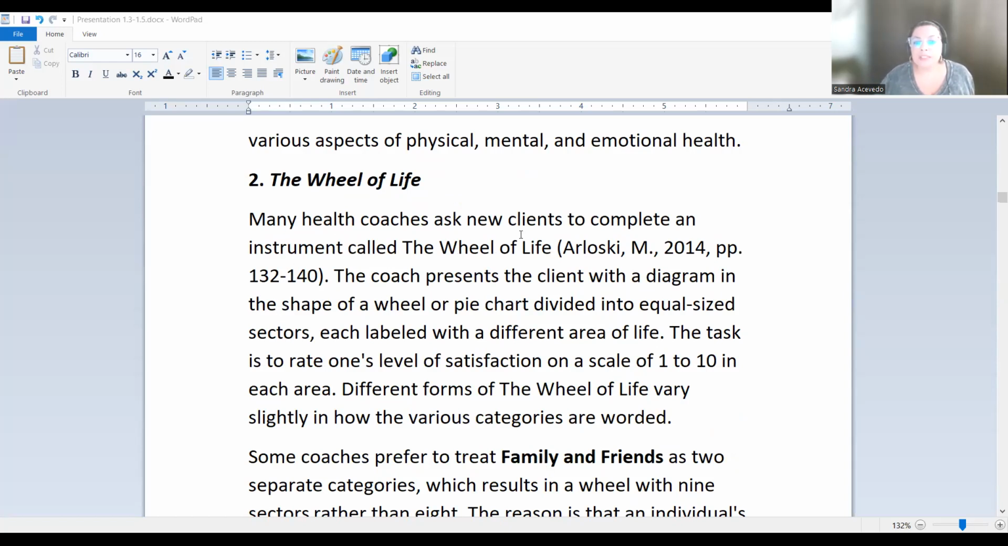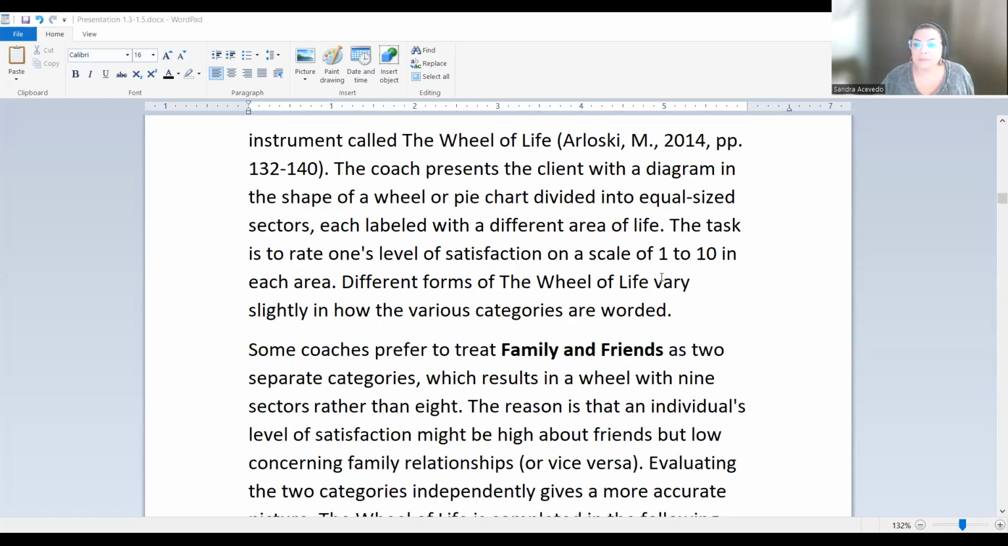Many health coaches ask new clients to complete an instrument called the wheel of life. The coach presents the client with a diagram in the shape of a wheel or pie chart divided into equal-sized sectors, each labeled with different areas of life. The task is to rate one's level of satisfaction on a scale of 1 to 10 in each area. Different forms of the wheel of life vary slightly in how the various categories are worded.